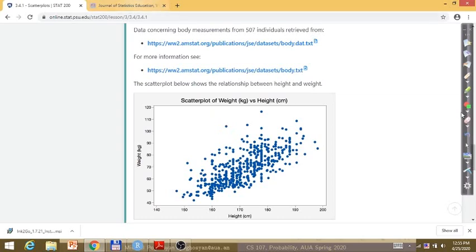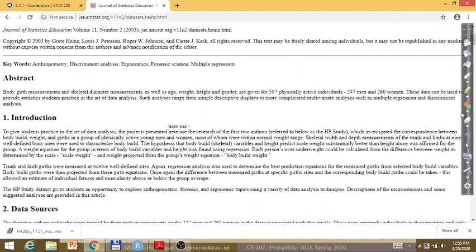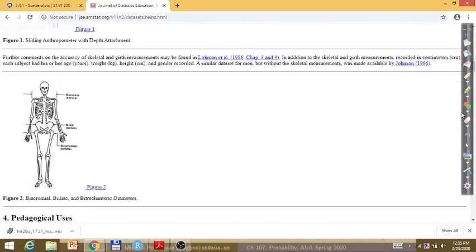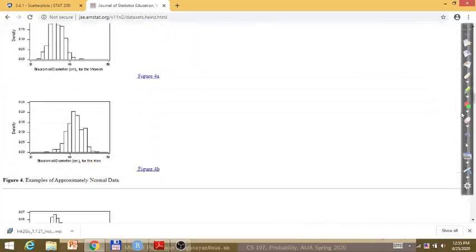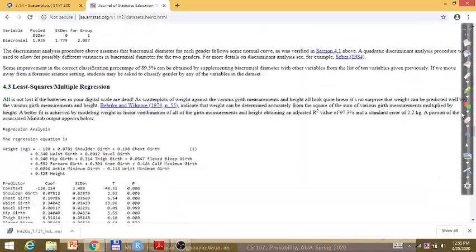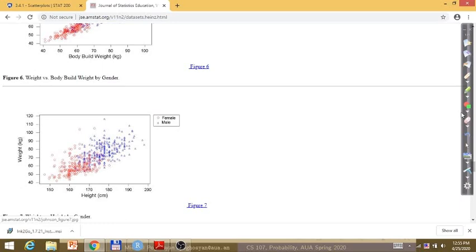Now, what I want to show is the following. Going to the original data, exploring relationships in body dimensions, we have some measurements, some relationships between chest diameter, etc., for females, males, etc. But I want to show that cloud of points for the height and weight relationship. This was in the previous web page without showing males and females. But here we have males in blue and females here.